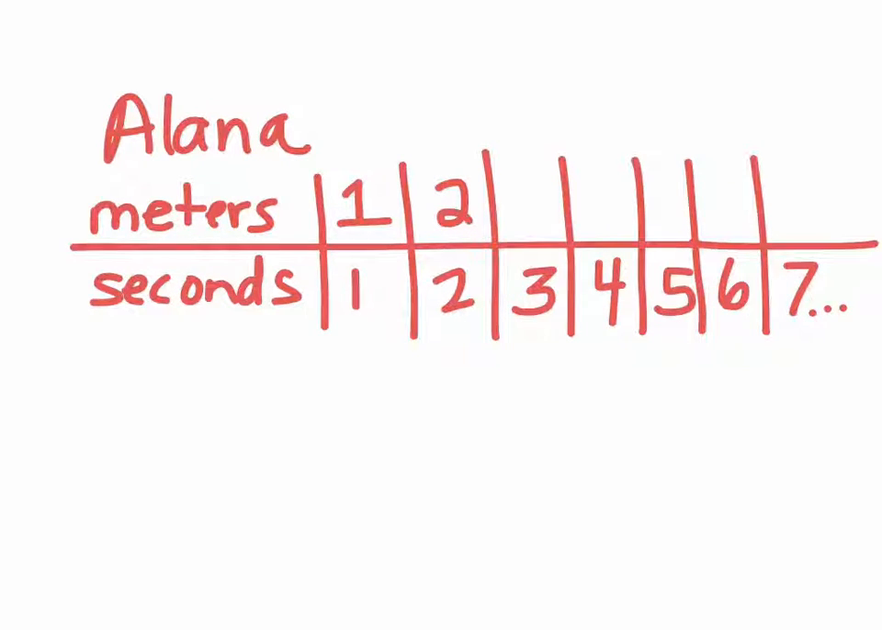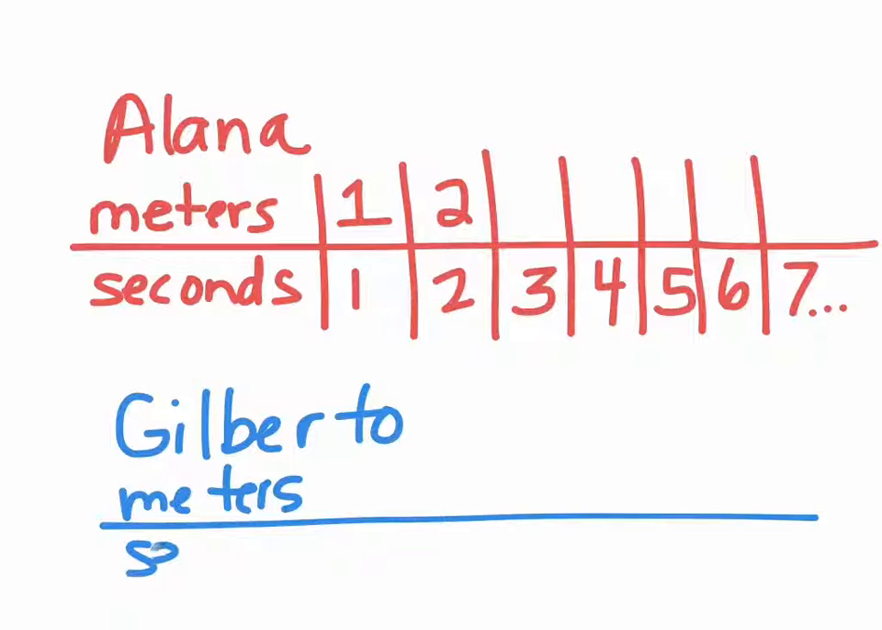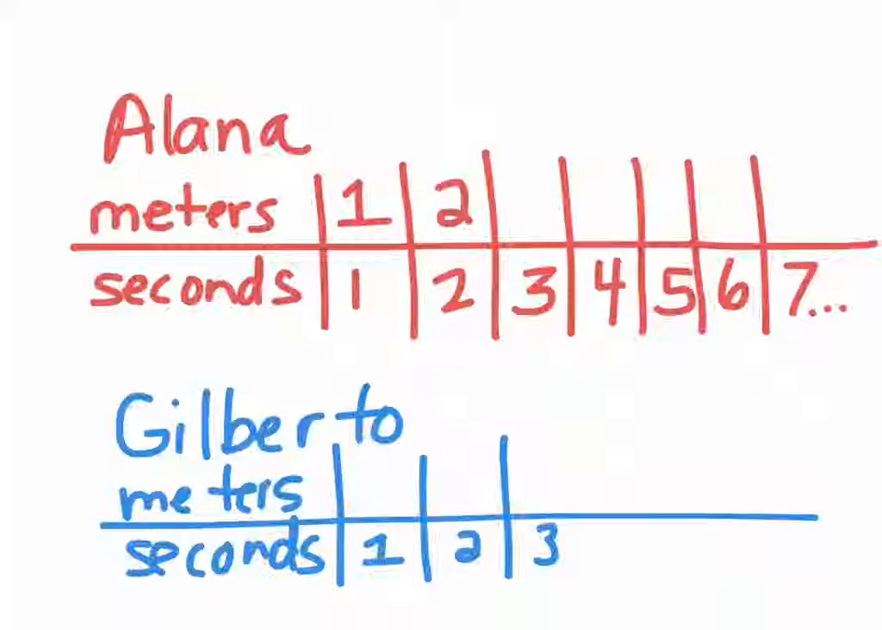I'm going to do the same thing for each of my characters. The next character is Gilberto, and so you're going to want to set up a rate table for Gilberto. Remember, we're building on what we did in the first unit. So last time we did one rate table and then graphed it. This time we're going to be looking at multiple characters on the same coordinate plane.